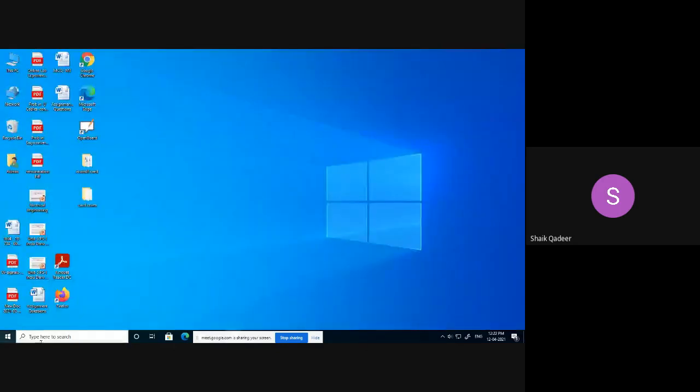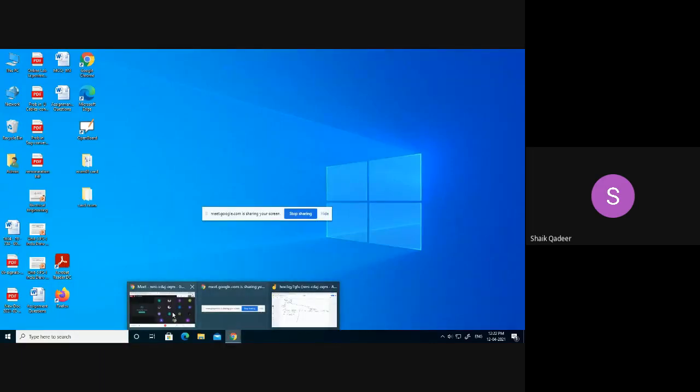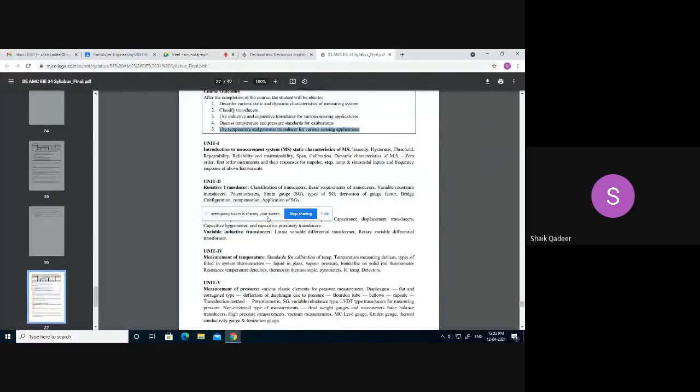In unit 1, what we will do is study different types of static characteristics parameters and different types of dynamic characteristics parameters. Just see this. Linearity is one of the static characteristic parameters. Hysteresis, threshold, reliability, repeatability, maintainability, span, and calibration. So these parameters are nothing but static characteristics parameters.